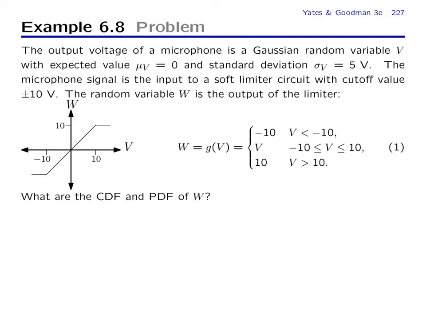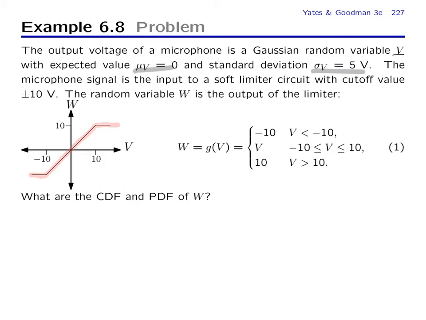In this problem, the output voltage of a microphone is a Gaussian random variable V, and the expected value of this is 0, and standard deviation is 5 volts. And the signal is the input to a soft limiter whose output is W. The definition of this soft limiter is that for V less than minus 10, the output is minus 10. And then there's a linear region where W is exactly equal to V. And then there's a saturation when V is bigger than 10, W maxes out at 10. What we'd like to find are the CDF and PDF of W.